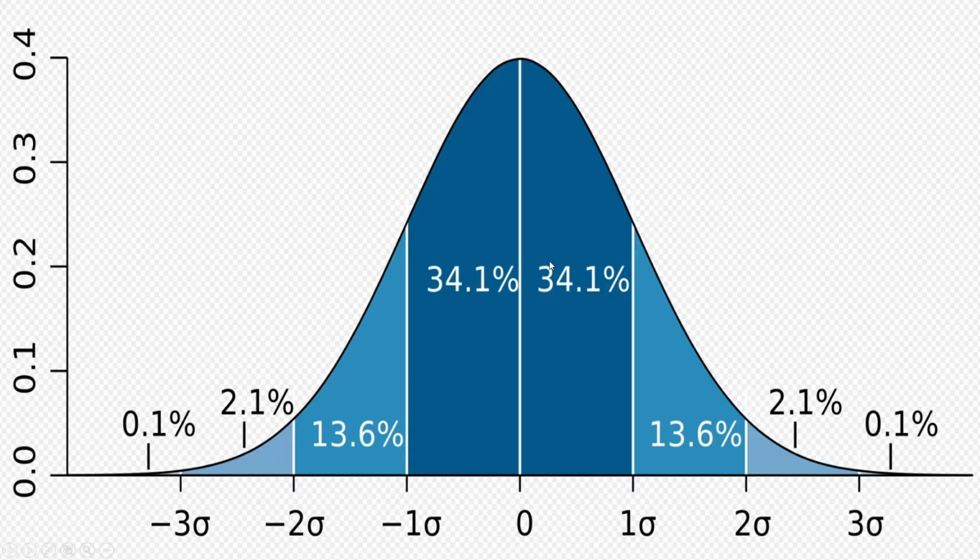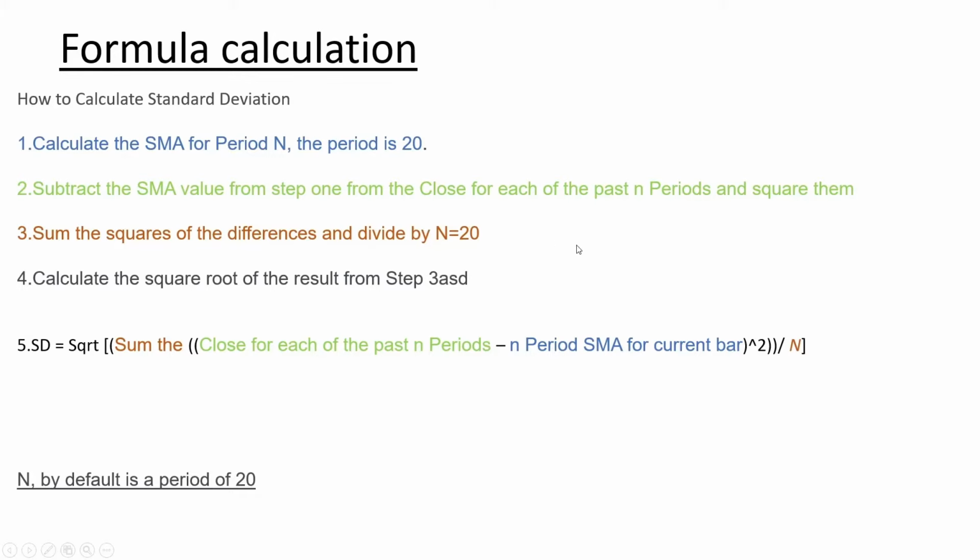And why is this important? This is the formula for how the standard deviation is calculated in trading. You calculate a simple moving average. Remember how important a moving average is again. Remember that I've told you it's one of the most important indicators to be able to understand this. Well, the period is 20 by default. In any platform, when you open the standard deviation, the period will be 20.